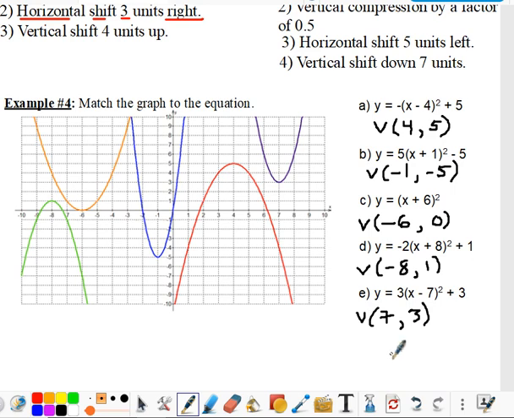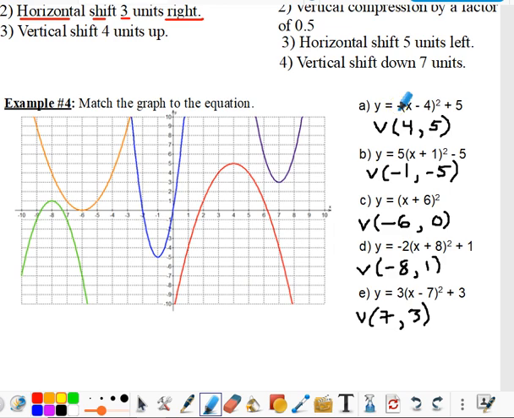Now, that is the one piece of information that will get you through this problem. But I know in the homework, they try to trick you a little bit. They'll give you the same vertex for some of these questions. So don't just get used to looking at the vertex. Also determine whether the parabola opens up or down. That is another useful piece of information. So in order to do that, we look at the A value.